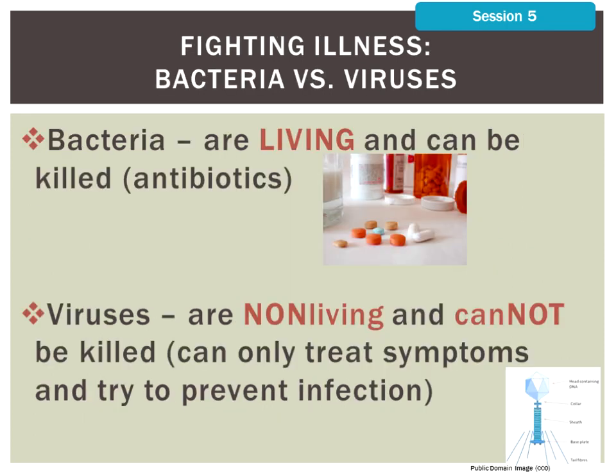Some differences between two main types of pathogens that can affect us. Bacteria are living, so we can actually kill them. They are actual cells that can be killed, and we use things like antibiotics to do that. They target the bacteria and will actually cause the bacteria to die, and that's the most effective way of fighting and getting rid of a bacterial illness.